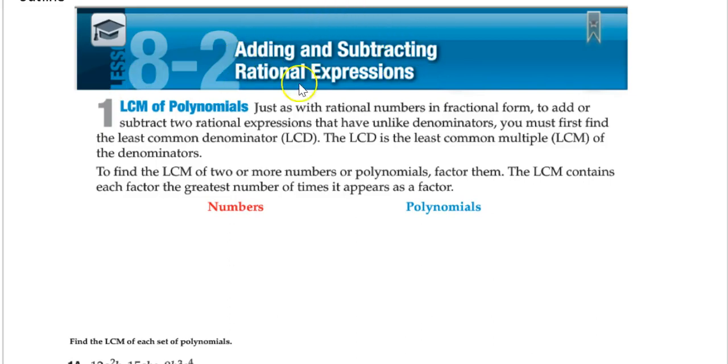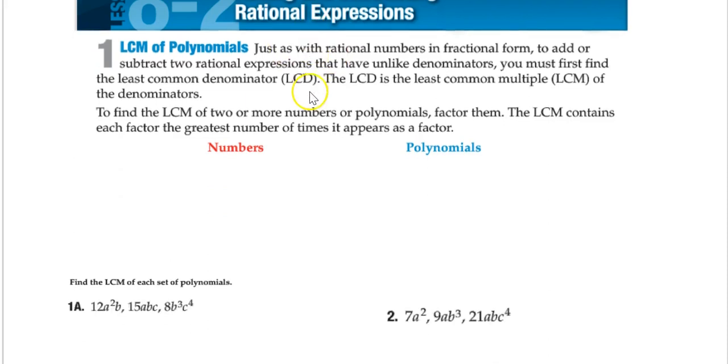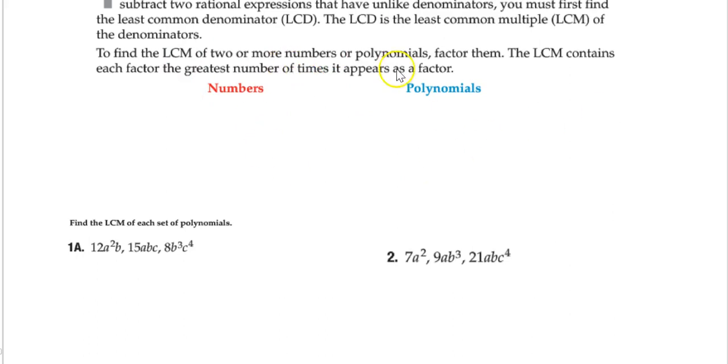A2, adding, subtracting rational expressions. So here's where we're going to add fractions. And if you remember from grade school, to add fractions, you need a common denominator. So that's the first thing we're going to talk about: how to find a common denominator of numbers and polynomials.